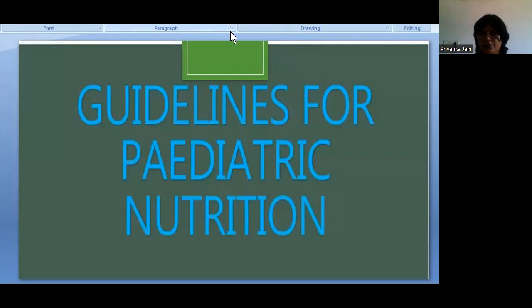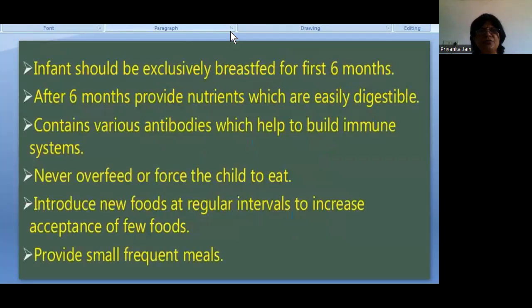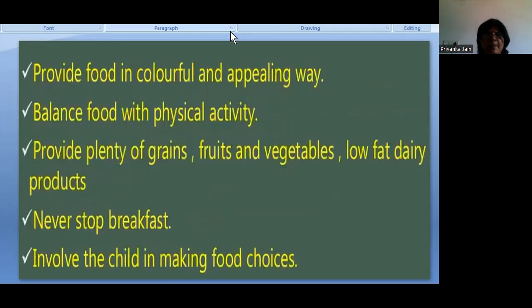Guidelines. What are the guidelines for pediatric nutrition? Infants should be exclusively breastfed for 6 months. After 6 months, provide nutrients which are easily digestible and contain various antibodies to build the immune system. Never overfeed or force the child to eat. Introduce new foods at regular intervals to increase acceptance of new foods. Provide small, frequent feeds, and provide food in a colorful, evenly way.